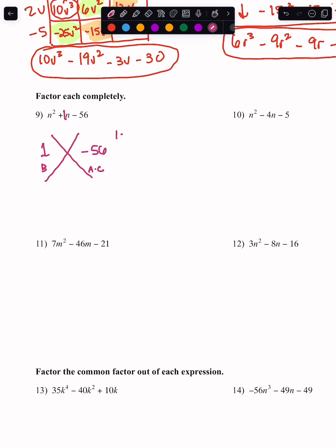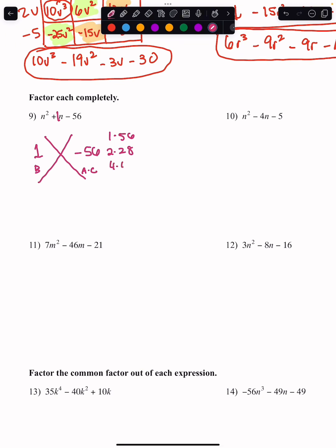So I know I got 1 times 56. And then we're going to have 2 times 28. And then we're going to end up with 3. Does that 3 go in there? I don't think so. Let's go with 4, 14. And then I know maybe 7 times 8. And there's that. So we got to figure out which 2 can we multiply to get negative 56, yet add or subtract to give us a positive 1.